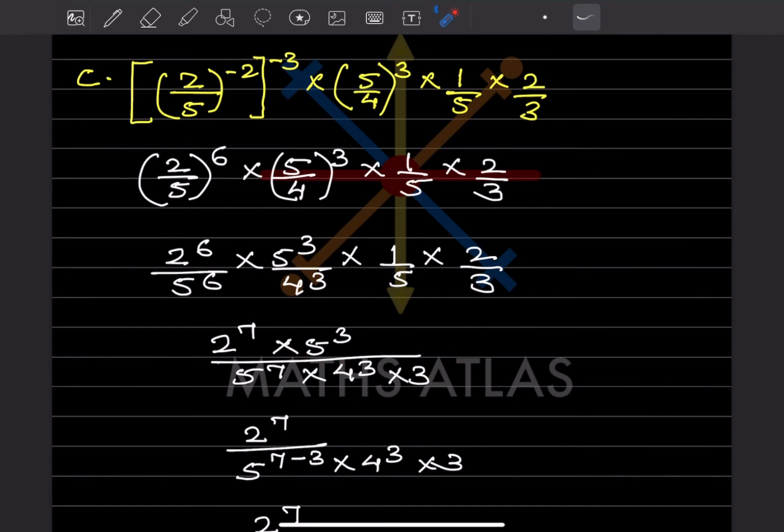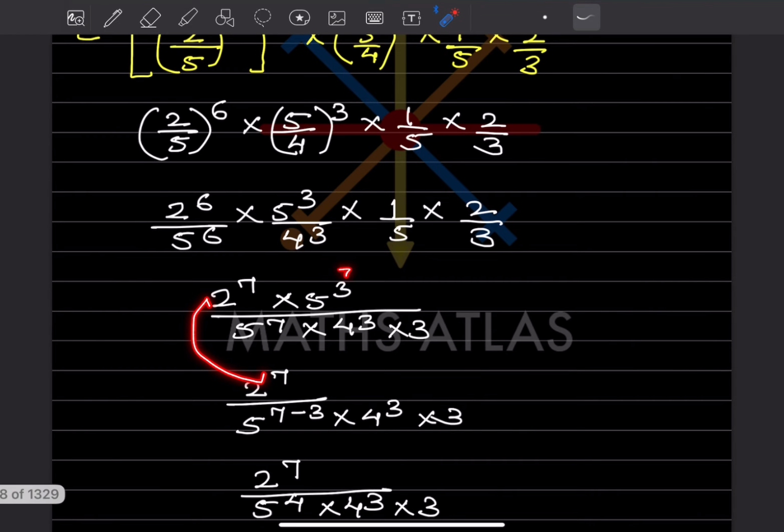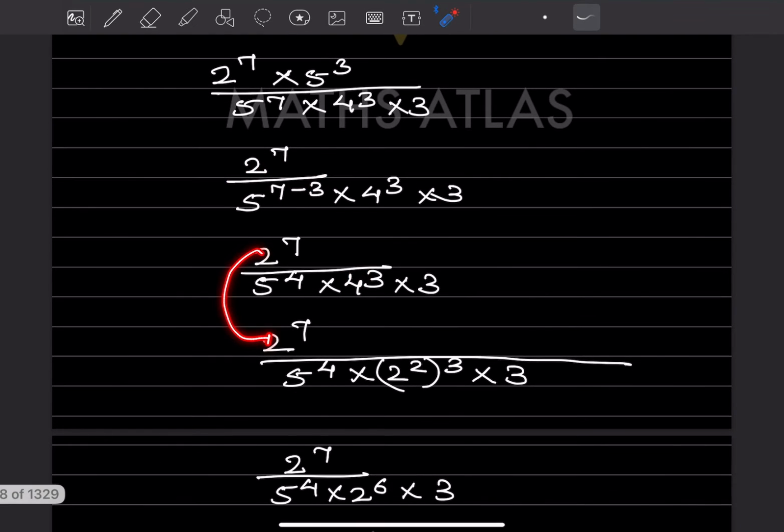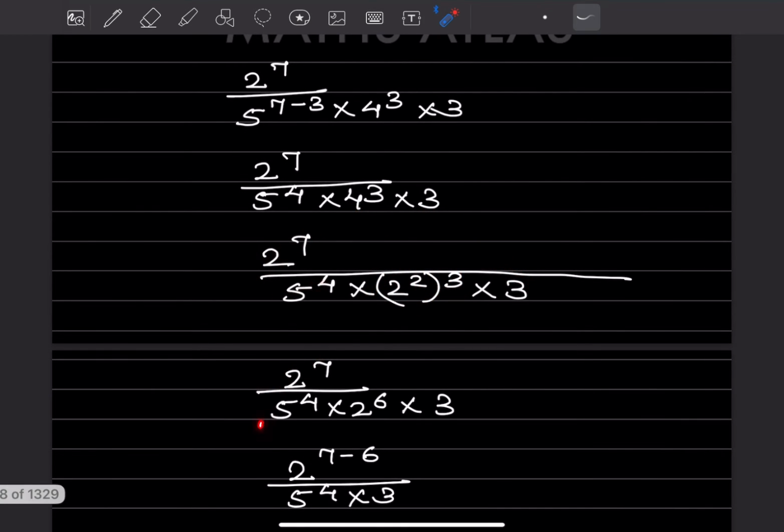So now this is the same. In the denominator is 5 to the 7, and in the numerator, 5 to the 7 minus 3. Same. Now here, this will be 5 to the 4. This is going to be the same. So 5 to the 4, and for this 4 we can write 2 raised to 3 into 3. Same. This is going to be 2 raised to 6 into 3.